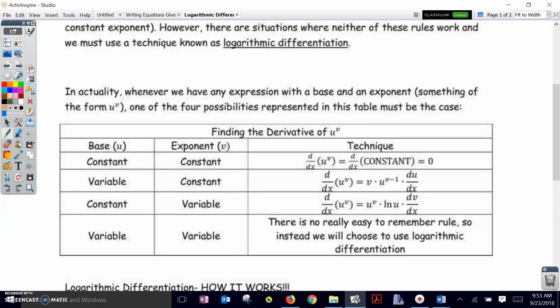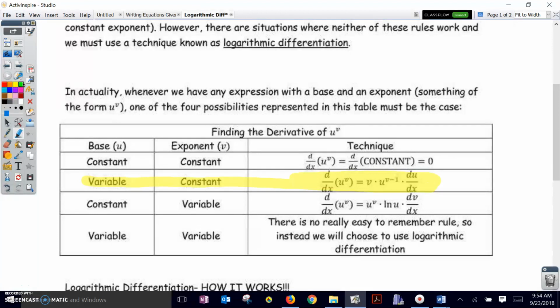Alright, welcome back everybody. In this video we're going to look at a technique known as logarithmic differentiation. And I kind of have you set up here looking at this table to start with. We've already learned two rules for how to find the derivative of something when we have a base raised to an exponent. We've learned the power rule, which we use when we have a base that is variable and an exponent that is constant. That's that rule right there. So something of the form x to the fifth, for instance. We apply the power rule.